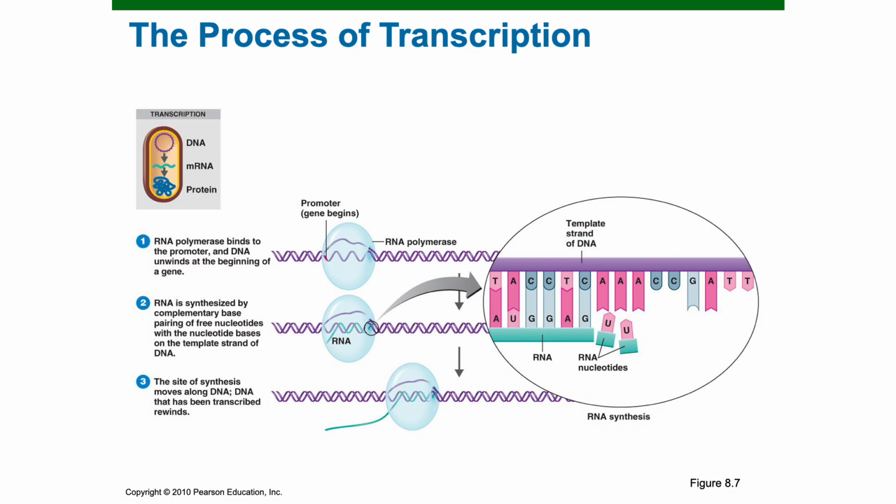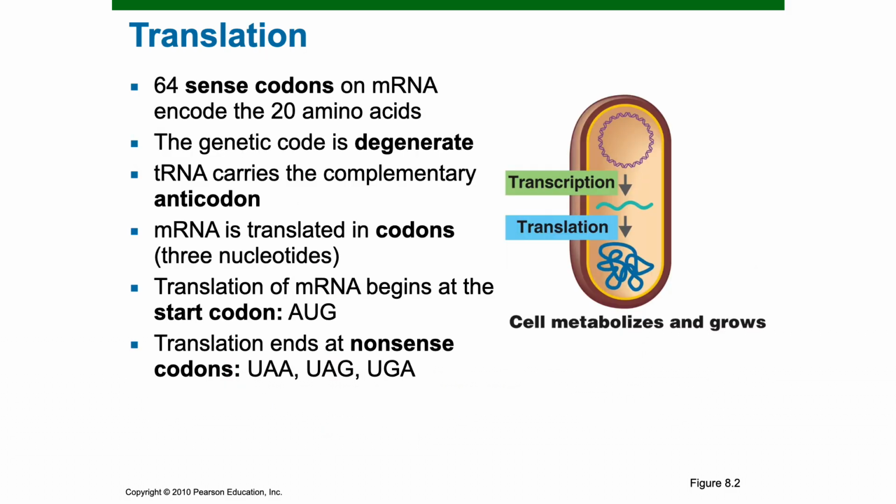Then the second step is called translation, because here, instead of going from DNA codons to RNA codons to another type of codon or nucleotide, we go to amino acids. And so here the codons are a sequence of 3 bases, and there are 64 possible 3 base sequences, and they code for 20 amino acids. Several sequences code for the same amino acid, so we call the code degenerate.